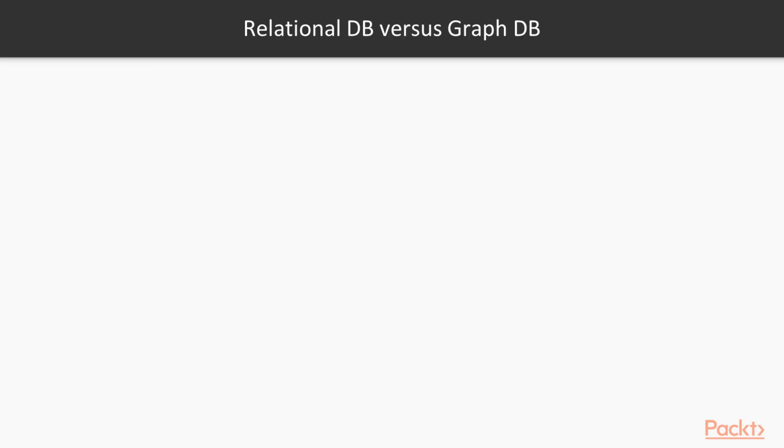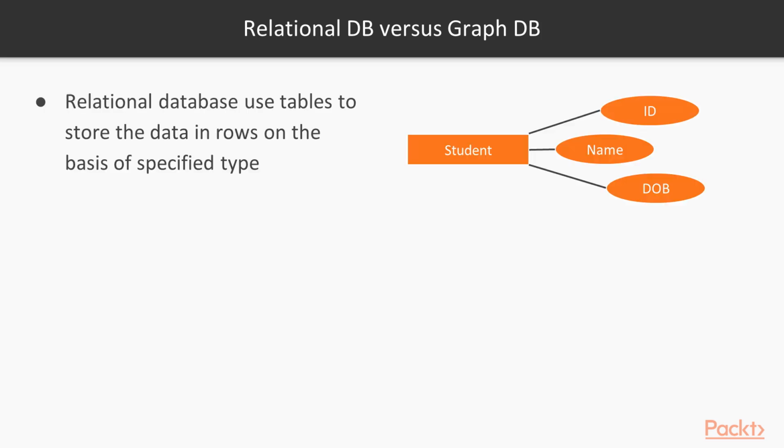Comparison between relational database and the graph database is that, as I explained, we use tables in relational database to store data. You can see we have an entity student and it has three attributes: ID, name, and date of birth. We also specify the data types for these attributes before storing the data into the table. The data type of ID, name, and date of birth could be integer, string, and date respectively.